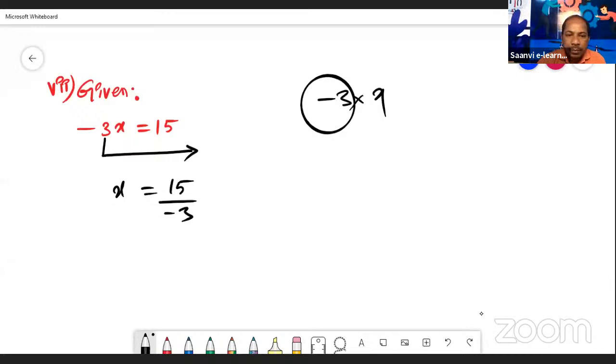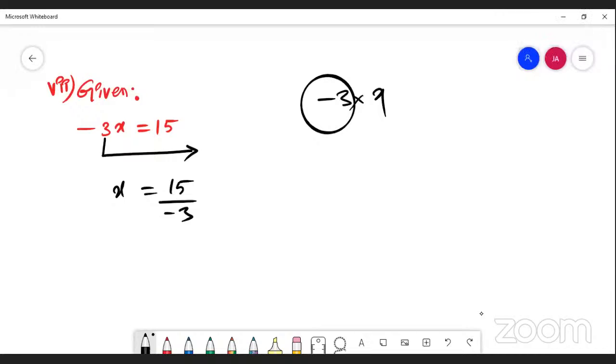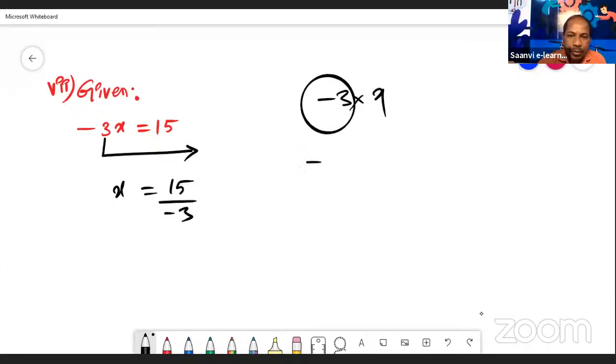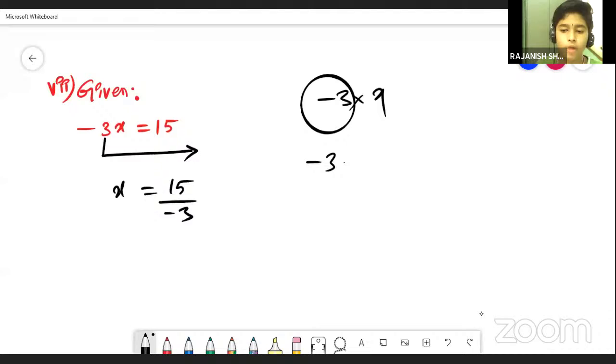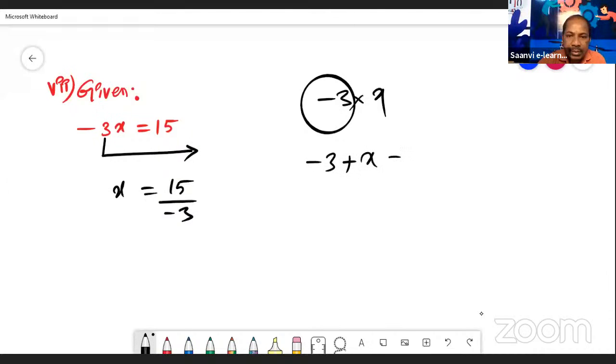So x is equal to 15 by minus 3. But don't think that because minus 3 is there, it becomes plus 3 when sent this side. Sir, one doubt regarding this. When will it become plus 3? Let us see. If it is like this, minus 3 plus x is equal to 15.